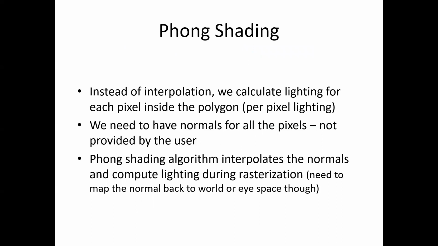Phong shading. Instead of interpolation, we calculate the lighting for each pixel inside the polygon. That is, it is not per surface normal now, rather it is per-pixel lighting. So we need normals for all the pixels, which are not provided by the users, so we have to approximate them. The Phong shading algorithm interpolates the normals and computes lighting during rasterization because it is per-pixel based.